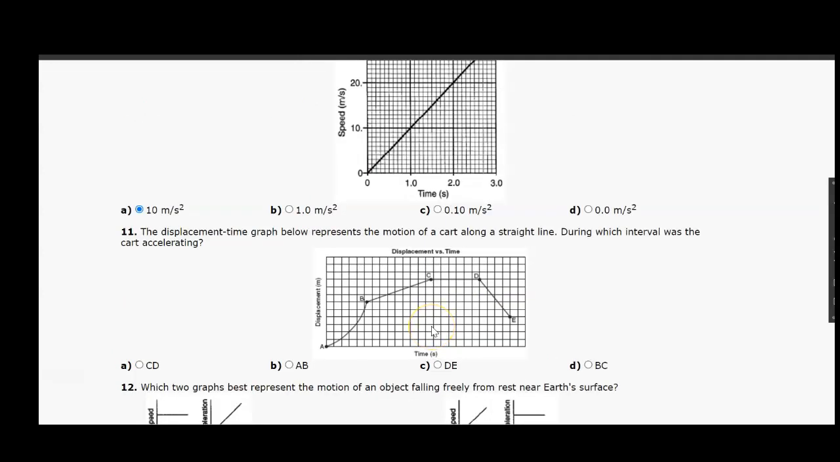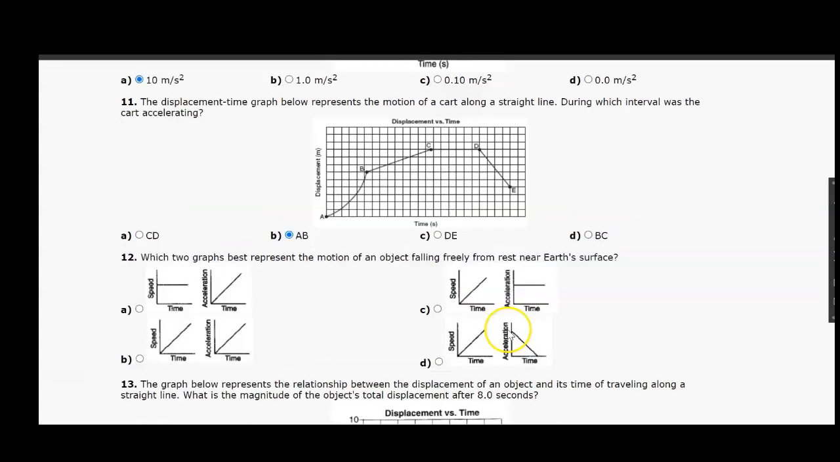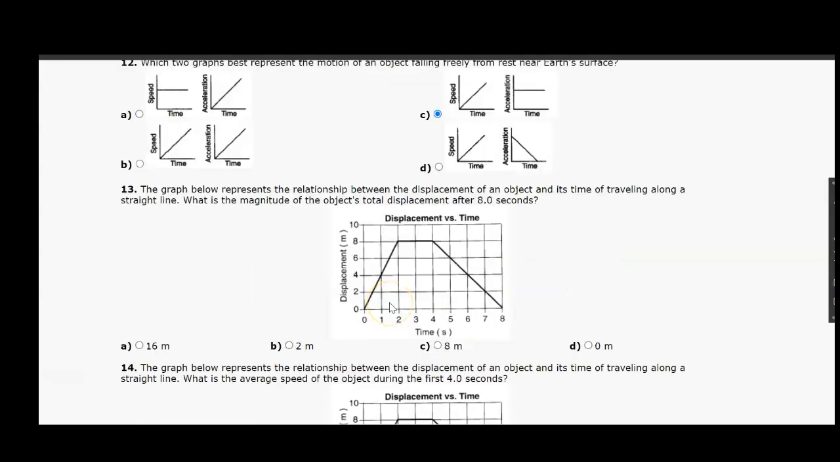Which region is the car speeding up? B, A to B. Yep. Faster and faster and faster. Constant positive speed. Zero speed. Both falling freely. Both graphs show a constant acceleration.